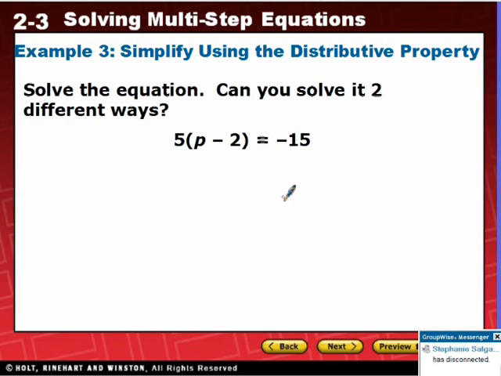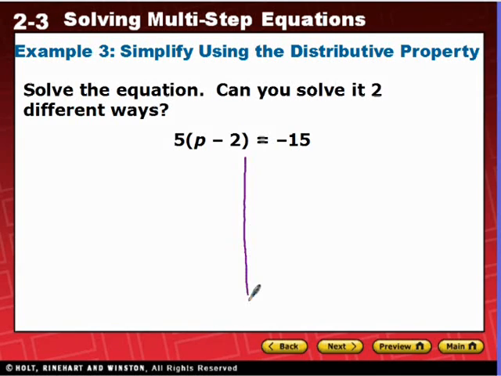So here we have a problem with distributing. You only had room for 2 examples in your box, so find someplace below there on page 24 for this example. And I'm going to show you 2 different ways to do it. So let's draw a line down the middle here. One way to do this problem would be to distribute. Right? So I'm going to take my 5 and I'm going to distribute it across both the p and the negative 2. And I get 5p minus 10 equals negative 15.